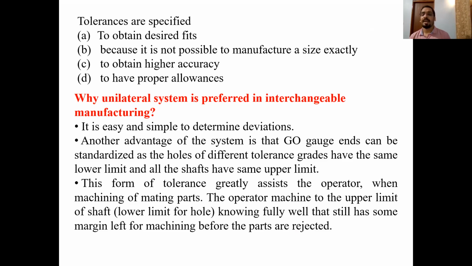Next is to obtain higher accuracy. So, beta, if we take an example that 1,000 work pieces are manufactured and only 5 pieces achieve the exact size, but 995 shafts do not achieve the exact size. So what is our aim? Our aim is to fulfill the requirement of the part that is to be used in the application.